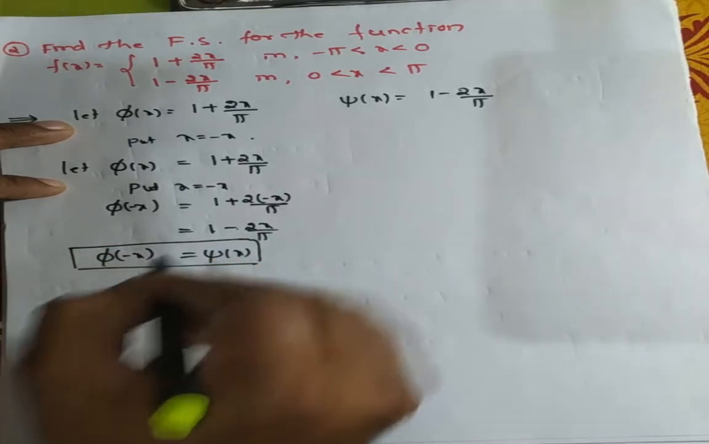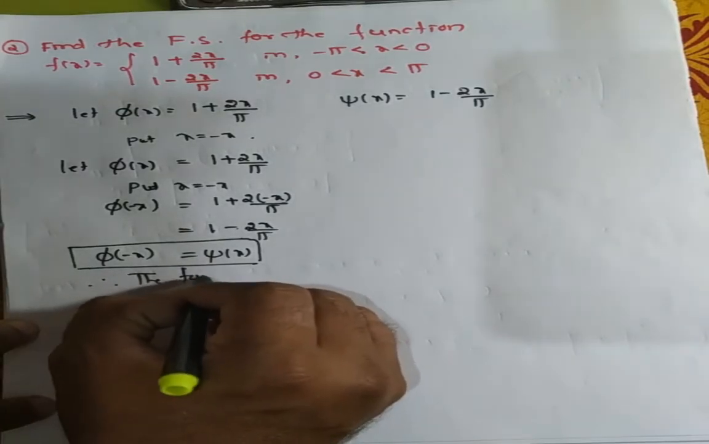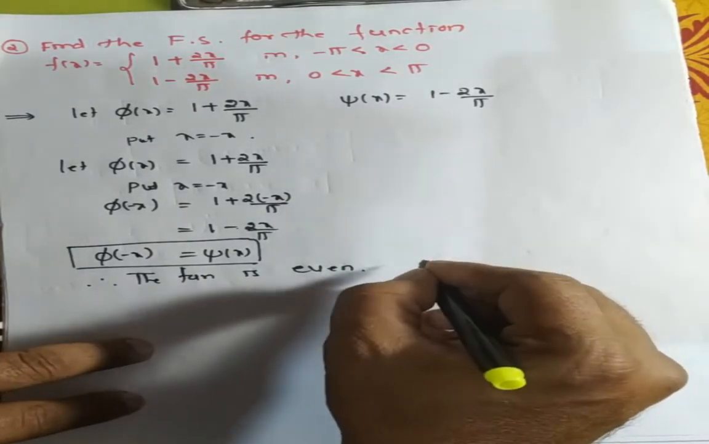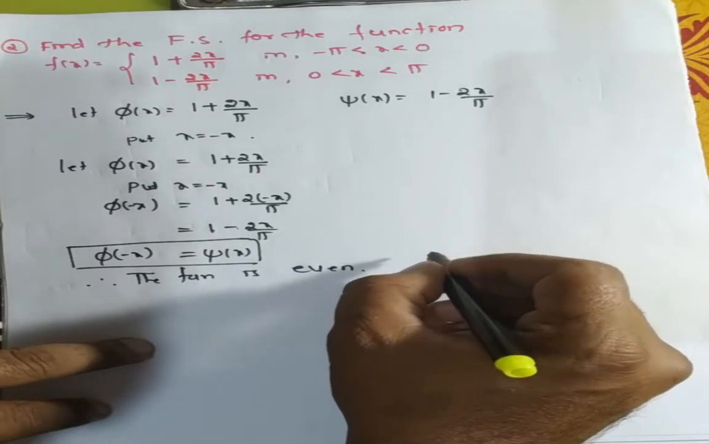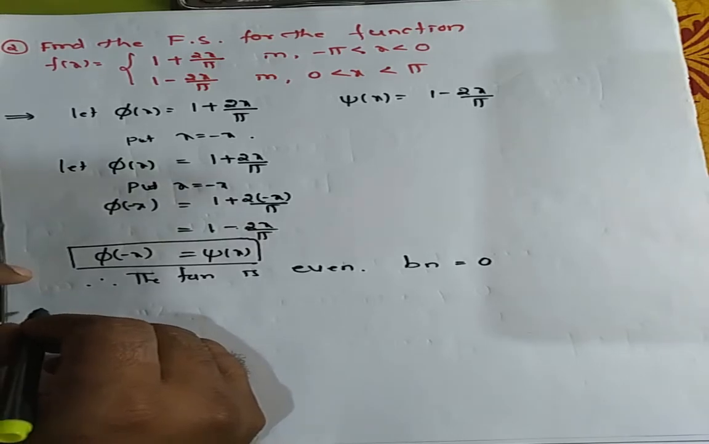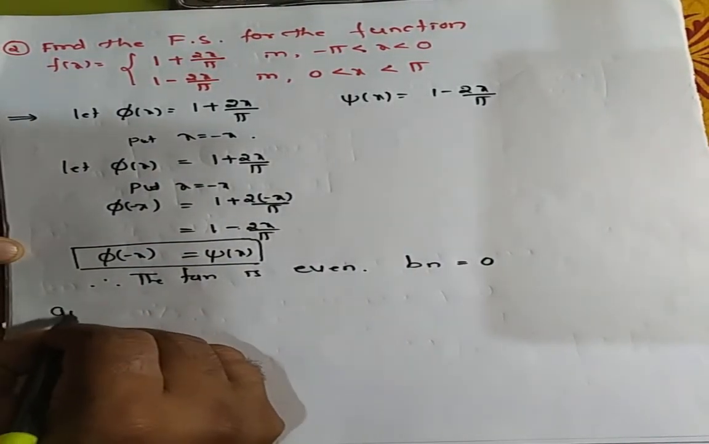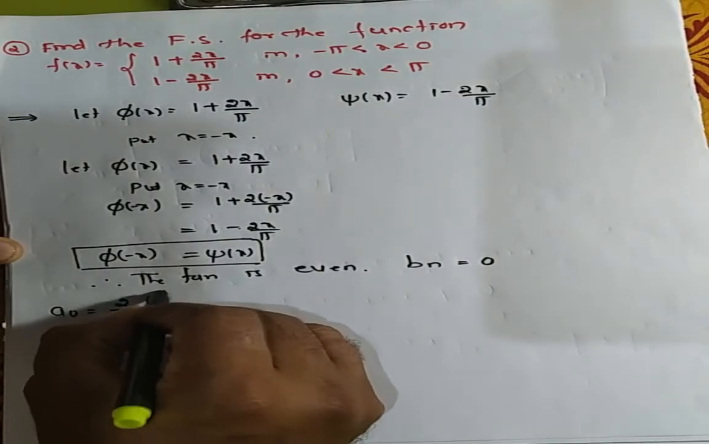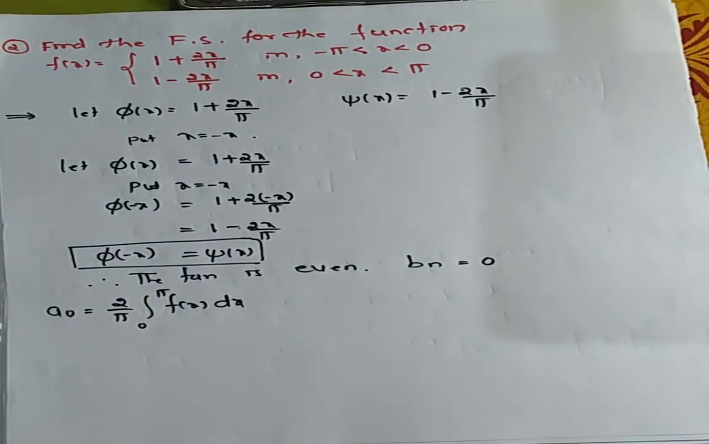Therefore the function is even. If the function is even, then bn is equal to 0. You need to find a naught and an. So let us take the a naught formula. A naught is equal to 2 divided by pi integration 0 to pi f of x into dx. This is the formula for a naught.